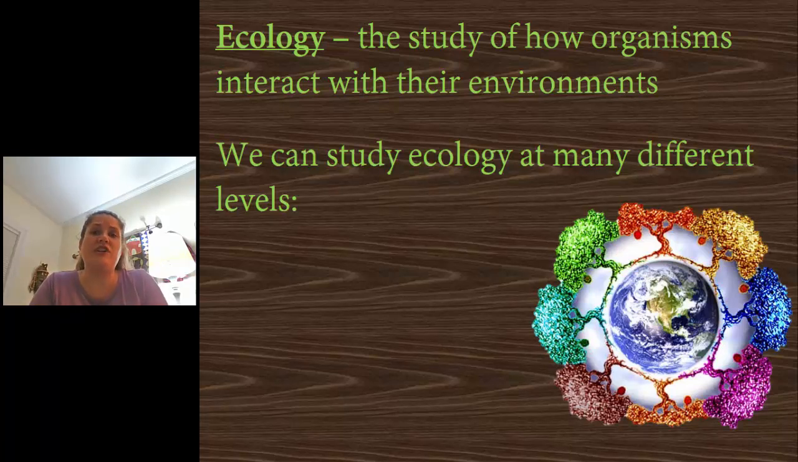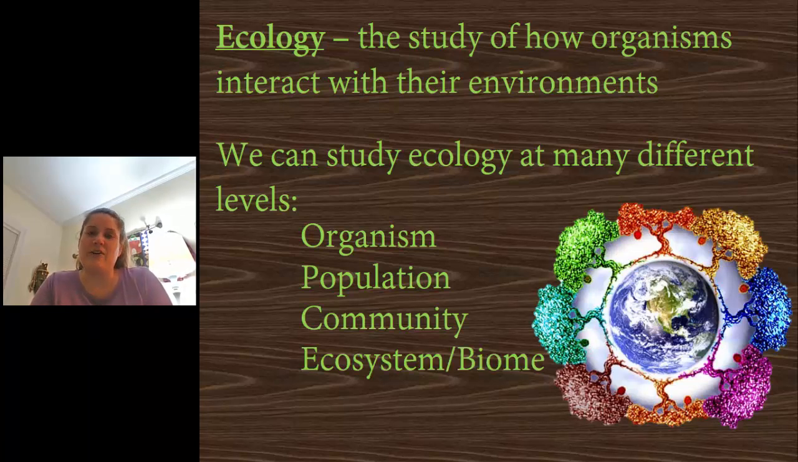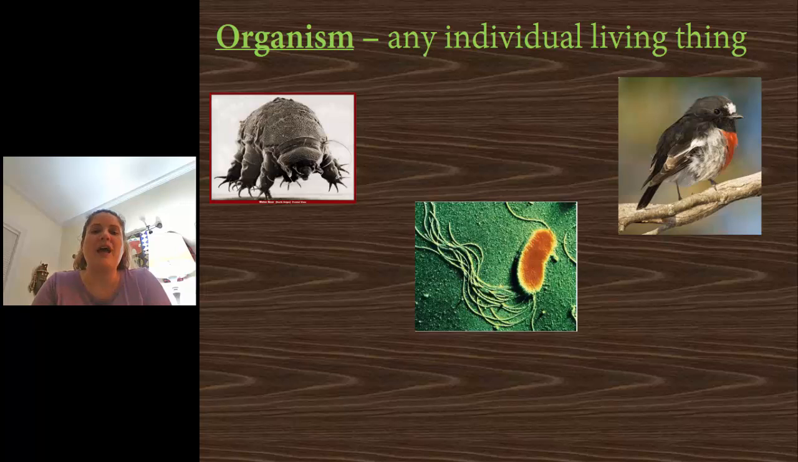We can look at ecology at a bunch of different levels. I'm just going to give you the list and then we'll explain them all. We can talk about an individual organism. An organism, remember, is just our fancy word for a living thing. We can look at populations. We can look at communities. We can look at ecosystems or biomes. Technically, there's a difference between those two, but for our purposes, we're just going to consider them the same thing. And we can look at the whole biosphere.